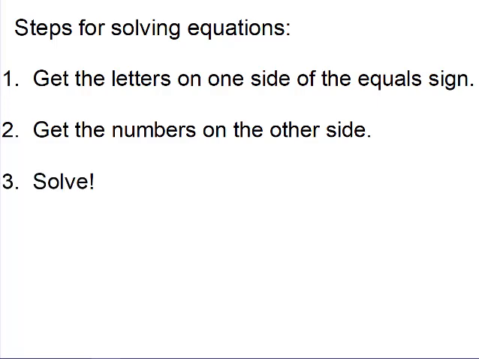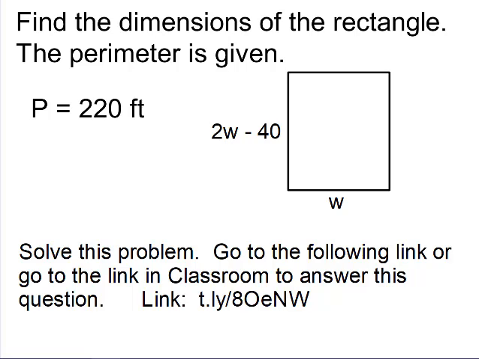So what I'd like for you to do for some bonus points is solve this problem. Find the dimensions of the rectangle. The perimeter is given. We know that the perimeter is 220 feet. So your job is to find the length and the width.